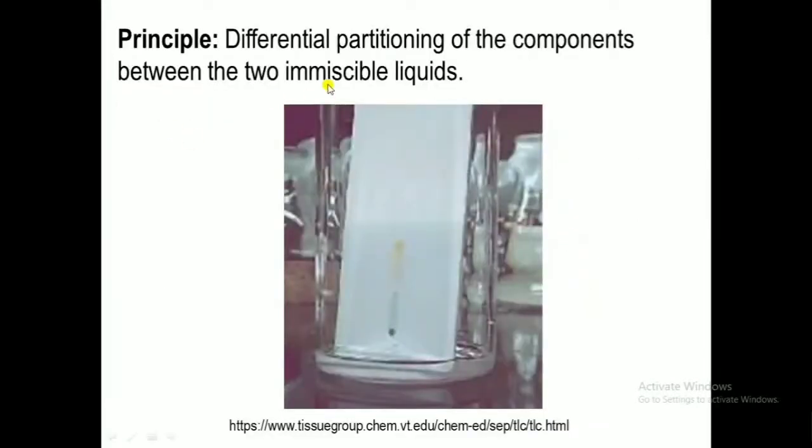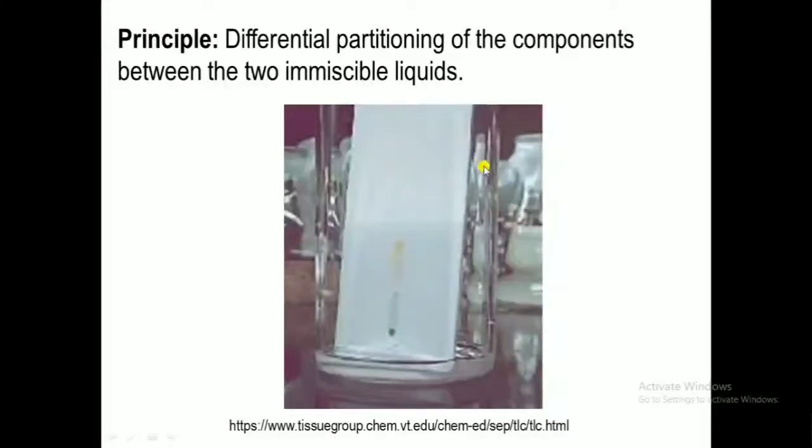And the principle is the differential partitioning of components between the two immiscible liquids. So here you can see that this white colored part is an inert solid which is supported on a glass slide or plastic sheet or aluminum sheet, and there will be a thin layer of liquid which is coated on this inert material, which we cannot see.